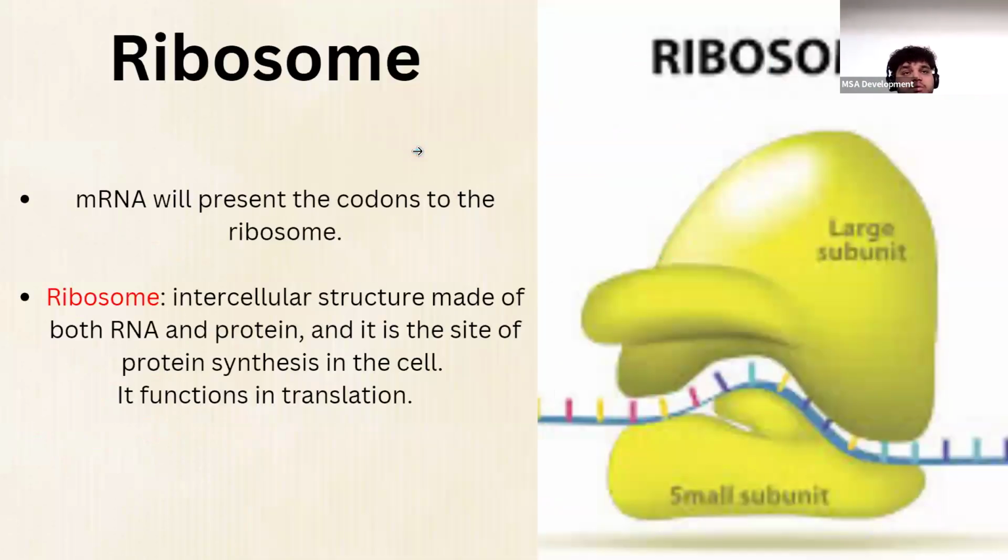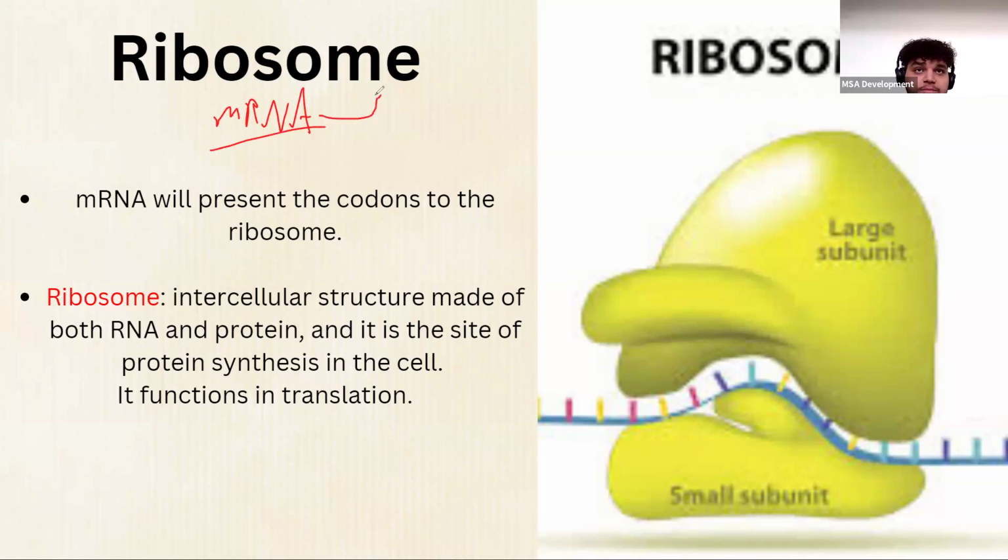So a ribosome. What is the ribosome? An mRNA will present the codon to the ribosome. So overall, why are we producing an mRNA? Why do I need an mRNA? So that it can go to the ribosome and start translation. Okay. So first off, I have transcription, which we'll be talking about in this lecture. After it, when we get an mRNA at the end, it will go and it will start translation.